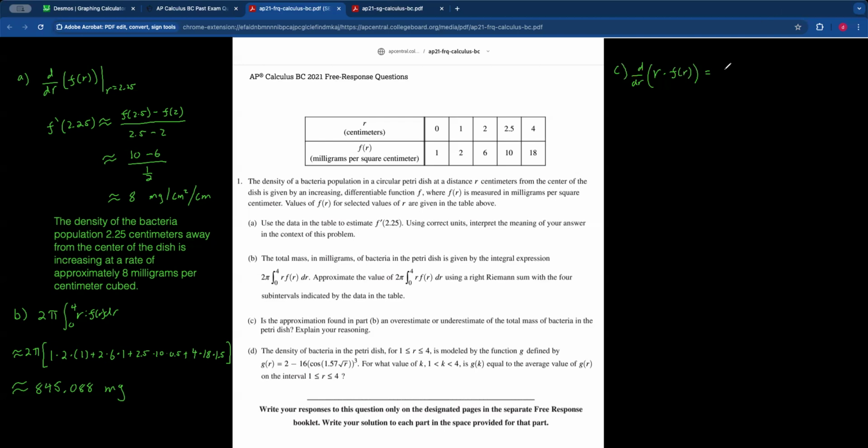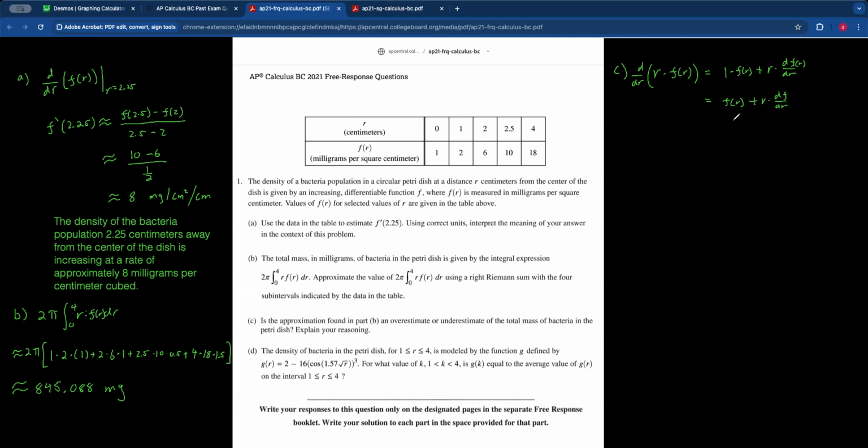So this looks like the derivative of R with respect to R, so that's just 1 times f of R, plus R times the derivative of f with respect to R, like this. So this would be f of R plus R times the derivative of f with respect to R.